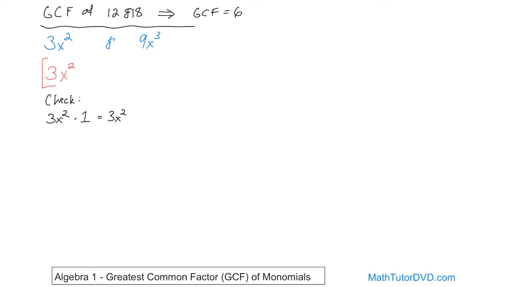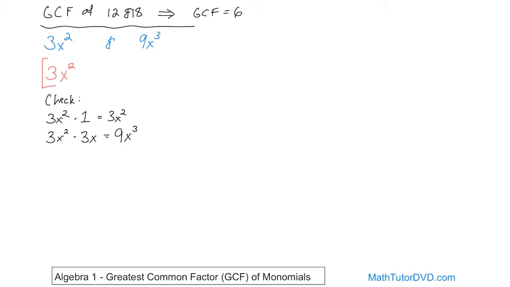What do we need to multiply to get this as a check? Well, if we take 3x squared and multiply it by 3x, then we would multiply the numbers together, and that would give us 9. And then we would multiply the exponents together, and that would add the exponents. 2 plus 1 is 3, so it would be x cubed.